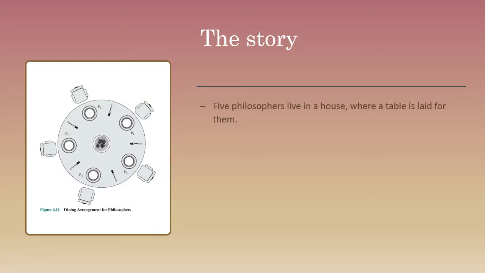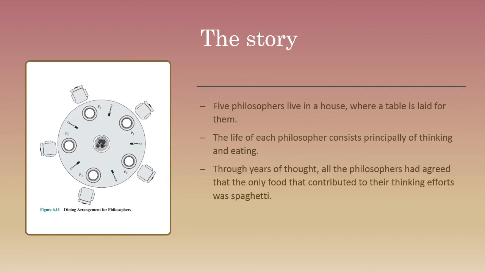Five philosophers live in a house where a table is laid for them. The life of each philosopher consists principally of thinking and eating. Through years of thought, all the philosophers had agreed that the only food that contributed to their thinking efforts was spaghetti. Due to a lack of manual skill, each philosopher requires two forks to eat spaghetti.